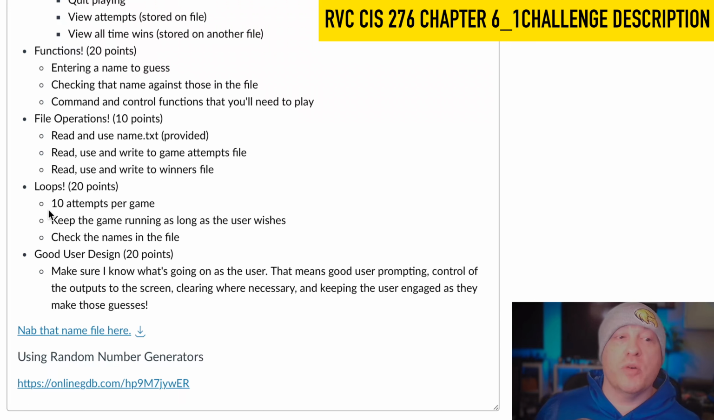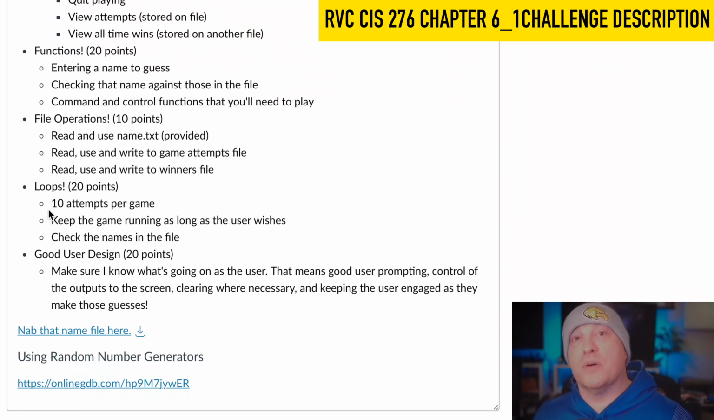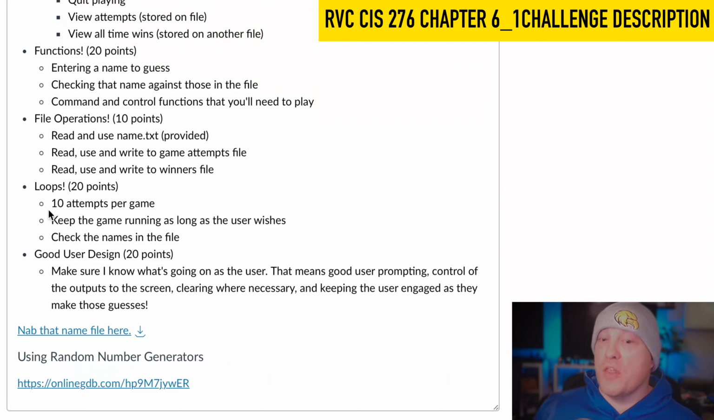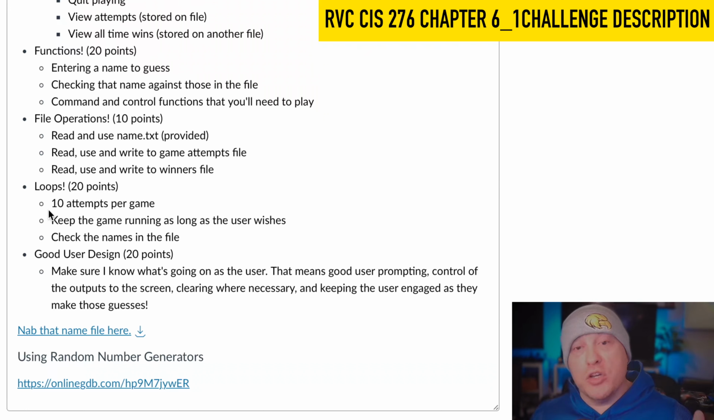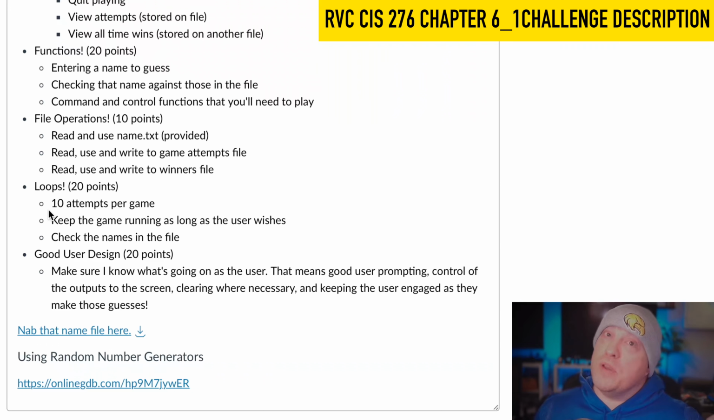The very last component here for 20 points is good user design. I am playing a game, and remember that the entire job of the developer is to make it so that the end user wants to continue to use the product. So how do we do that? Number 1, make sure that I, the user, the individual playing the game, knows what's going on. So, good user prompting, good control of the outputs. Think about things like colorized output. Think about things like set width. Think about things that we've seen all along that you can be putting here into that.